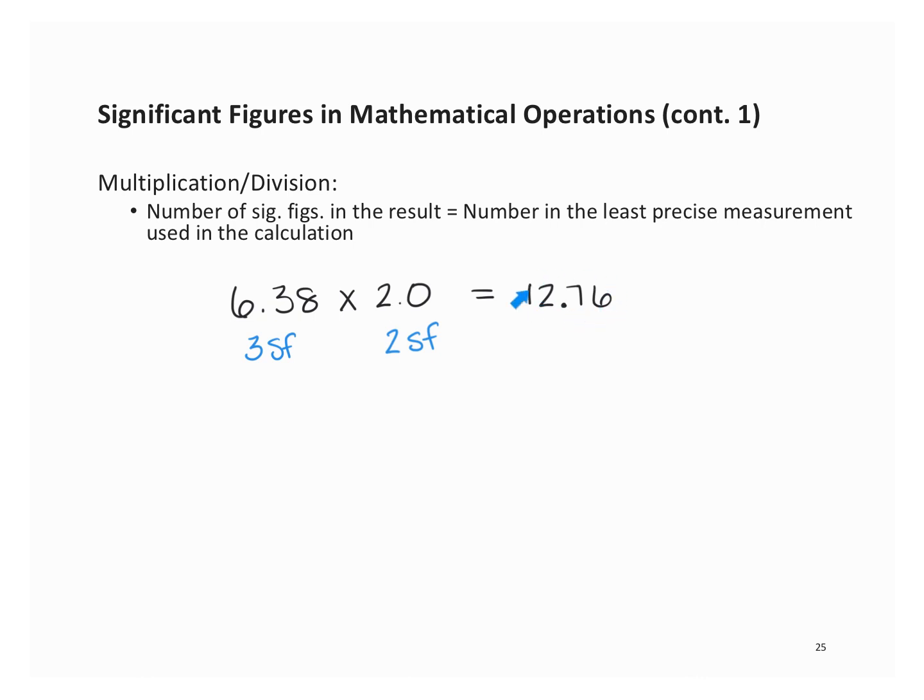I can't somehow just magically come up with something that's more specific. So when I look at this, I would use my rounding rules and I would round to 2 significant figures. So I look at that 7, that's greater than 5, and that would round to 13, right?